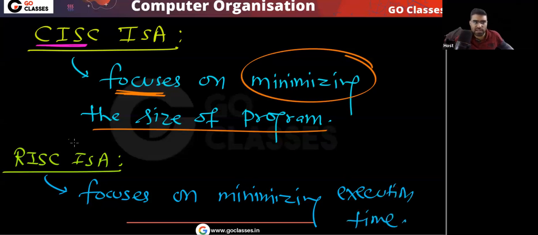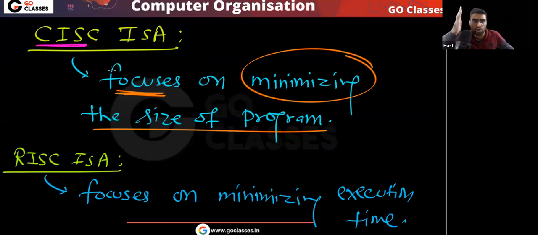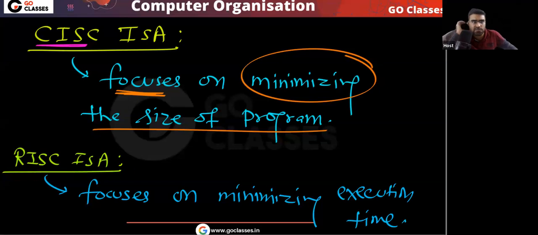So remember, if someone asks you what is the idea of CISC architecture, these CISC computers are old days computers. In the old days, this CISC architecture was used. Nowadays, we use the RISC architecture. If they ask you in the interview what is a CISC architecture, you will say that CISC architecture focuses on minimizing the size of the program. RISC architecture focuses on minimizing the execution time of the program.